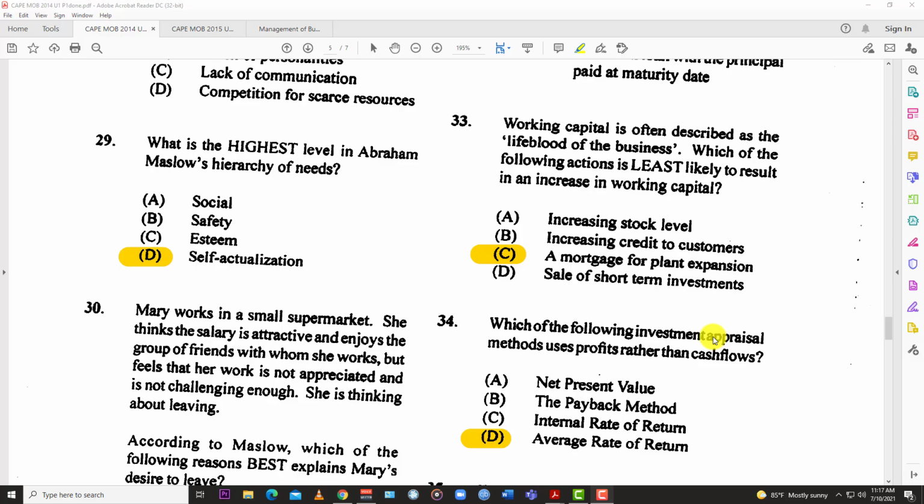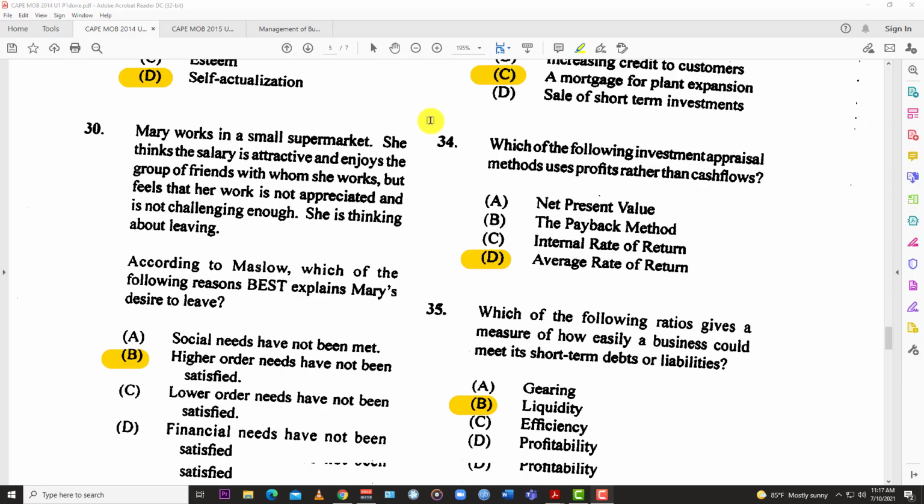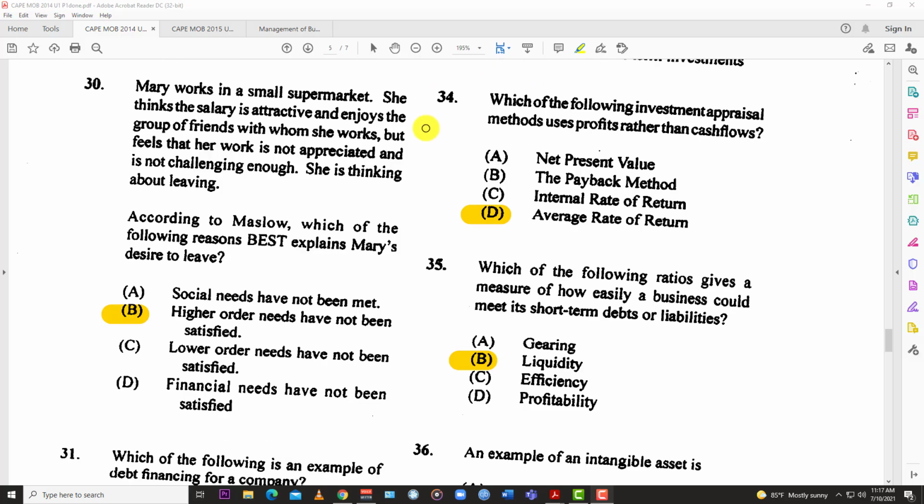So based on what we have here, the best answer is a mortgage for the plant expansion, because that mortgage is going to be used to generate long-term benefits, long-term wealth. But for short-term working capital, a mortgage doesn't really help you in any way, shape, or form. 34. Which of the following investment appraisal methods uses profit rather than cash flows?